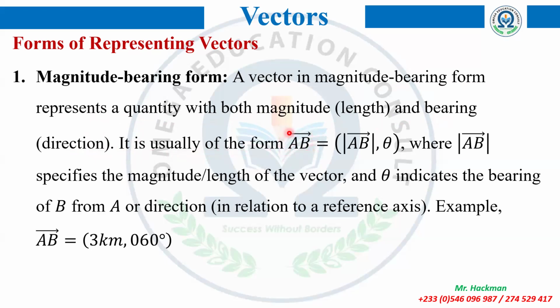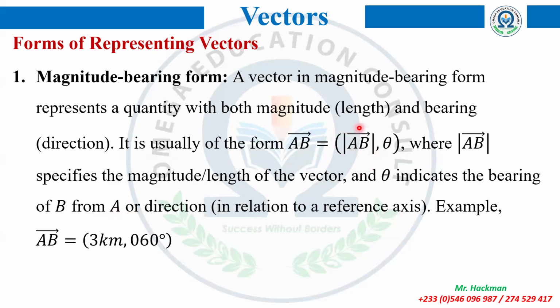So if I'm looking at a free vector AB, it will be equal to, and I'm going to read, you know that in math, usually we use this to represent magnitude, length. So AB is the vector, so it's the magnitude of the vector, comma, then theta. Magnitude, theta, you know that theta is an angle. So definitely that will be the bearing. Where this is the magnitude or length of the vector, and theta indicates the bearing or the direction of B from A. Please take note.